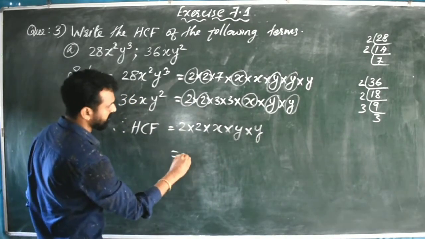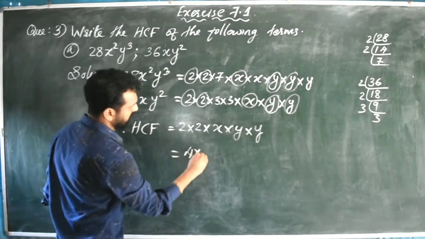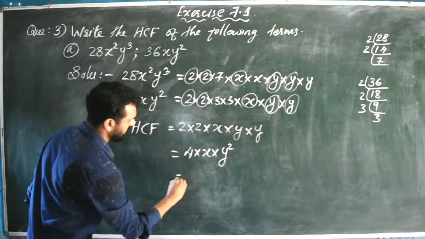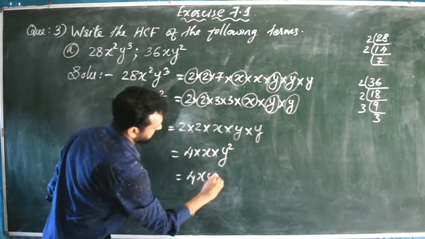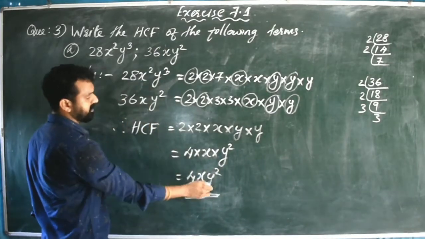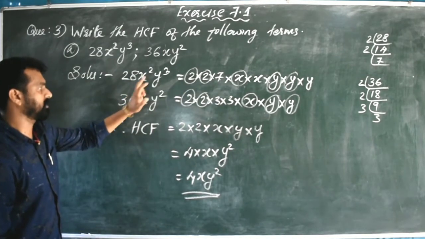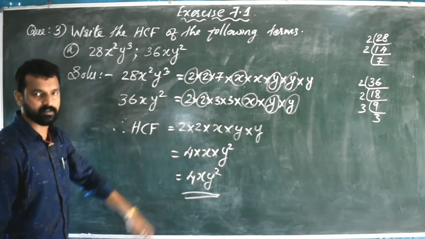So that is equal to 2 2s are 4 into x into y, that is y square. So we can write 4xy square. So 4xy square is the highest common factor of 28x square y cube and 36xy square.